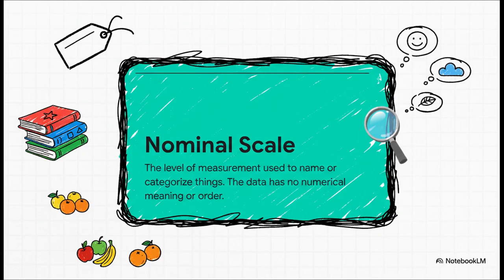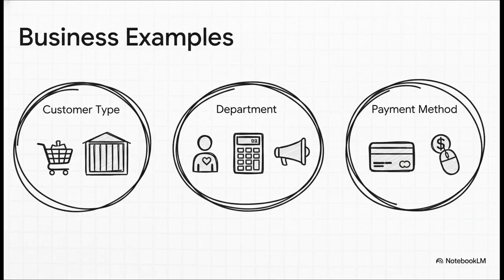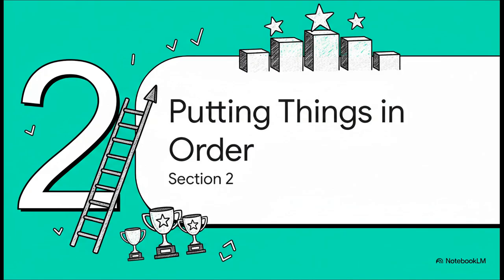Think of it like you're sorting laundry into different piles, whites, darks, colors. And you see this everywhere in business, right? When you're segmenting customers into retail or wholesale, or you're tracking expenses by department like HR or marketing, that's all nominal data. You might assign a number, maybe a 1 for credit card and a 2 for PayPal, but those numbers are just shortcuts for the names. You can't average them to get, what, some new payment method? Of course not.